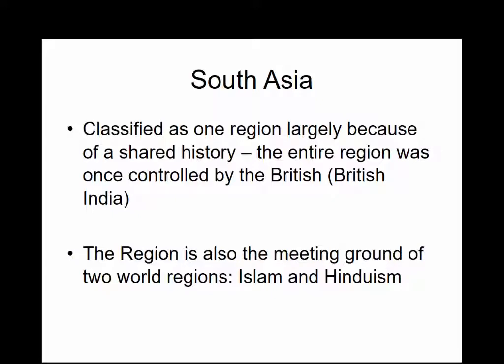South Asia is classified as one region because of a shared history. The entire region was once controlled by the British, i.e. British India. It's split into Bangladesh, Pakistan. There were two different Pakistans at one time. It's also the meeting ground of two major world religions, Islam and Hinduism.